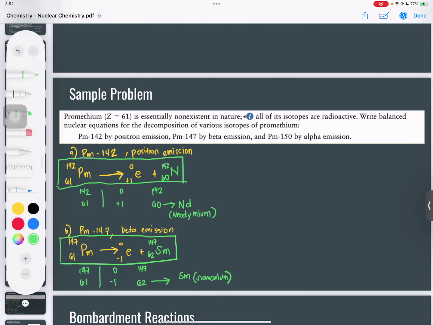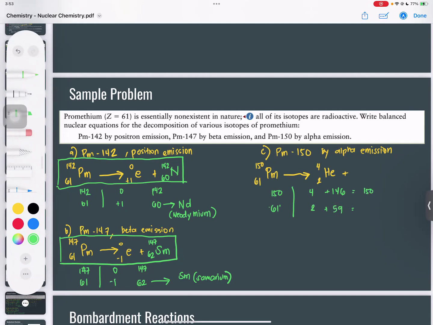Next, we have promethium-150 by alpha emission. So that's Pm-150 and 61 emission. Alpha particle as helium-4. Let's predict. This is 150 and 61. The other side should also equal 150. So, to make this 150, this should be 146. And to make this 61, this should be 59.